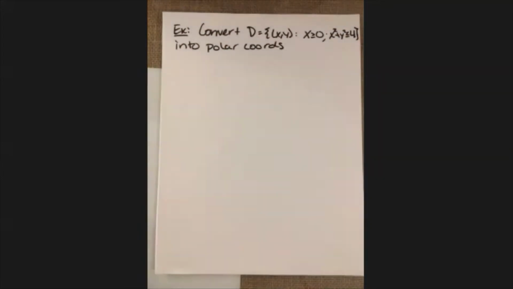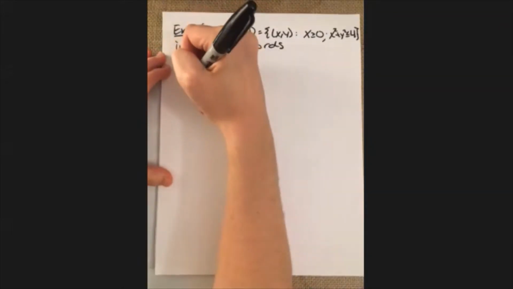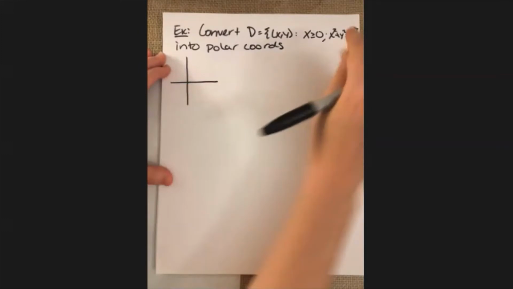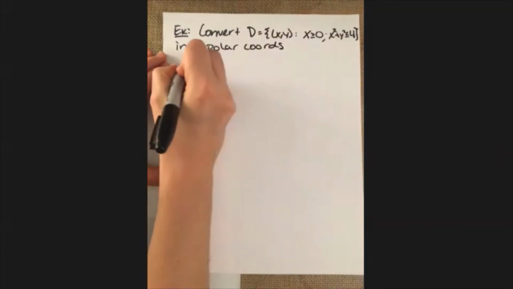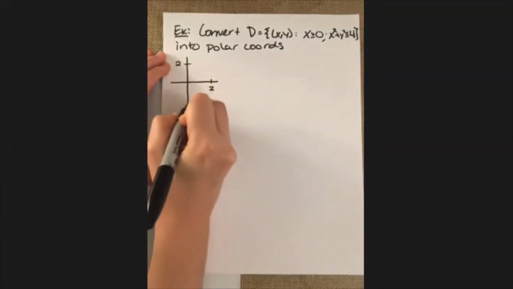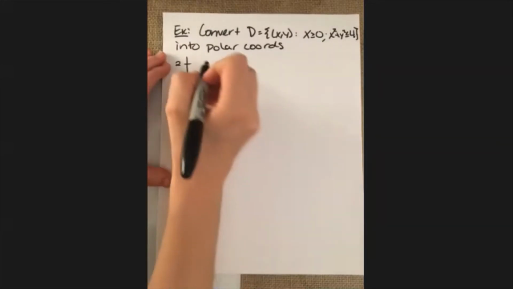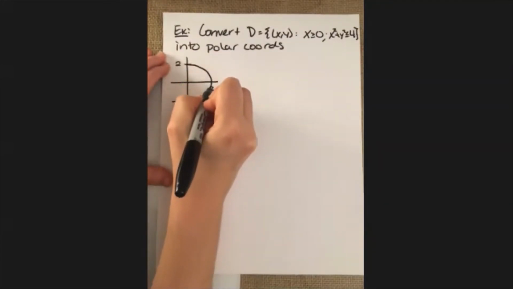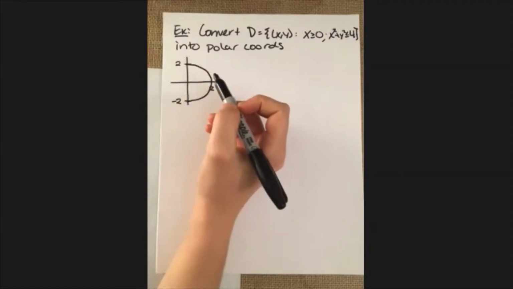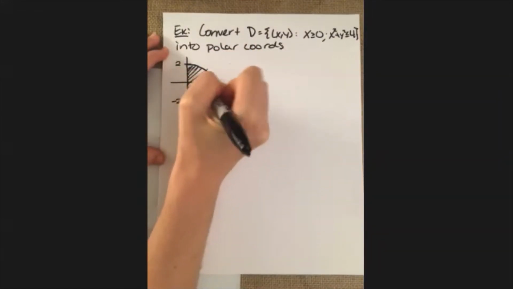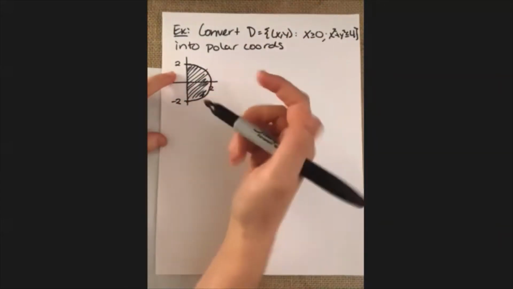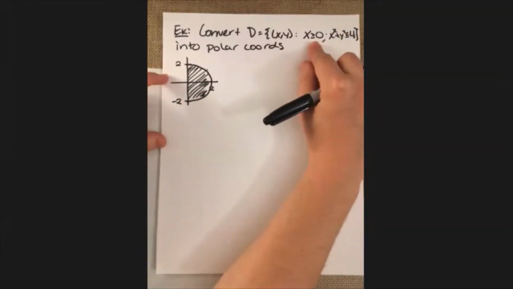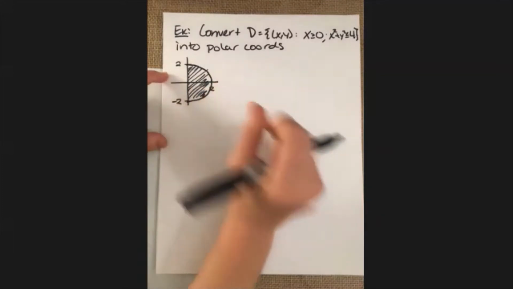So first and foremost, I like to be able to draw pictures, as I've said before. So let's just get an idea of what this region looks like. This x squared plus y squared less than or equal to 4 is going to be the inside of a circle, and that circle is going to have radius 2. So we're going to be looking at a shape that's like this, and we want the inside of it, like so. Okay. The reason that I know I only want this half here is because we're told specifically that x is greater than or equal to 0. So we're only looking at this half of the circle.